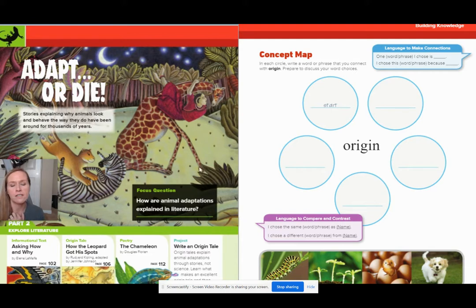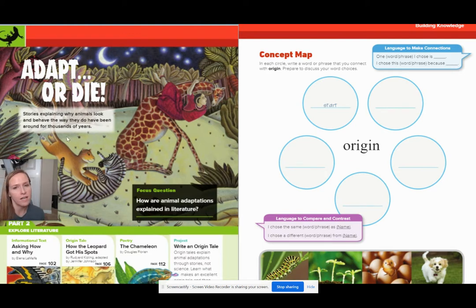If you bring your eyes to this black box over here, our focus question is, how are animal adaptations explained in literature? So we're going to be talking about animal adaptations still, but we're going to be talking about how they look in literature, so through stories.